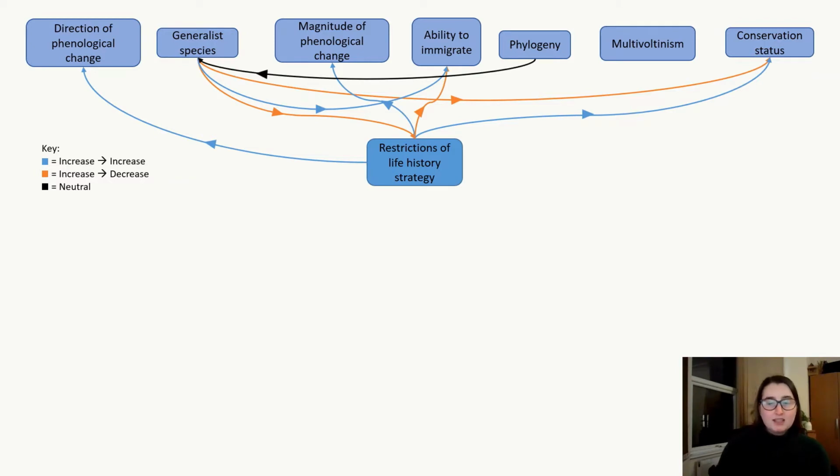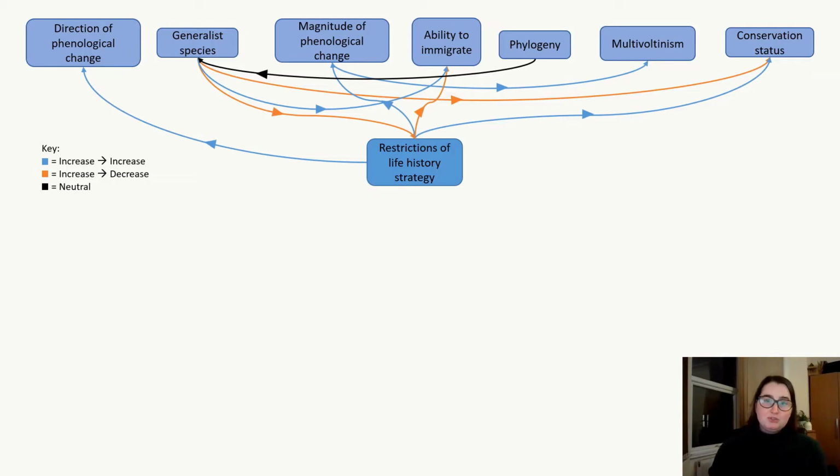And phylogeny will probably have an impact on generalist species. So species that are more related are more likely to have similar food plants. So this means that species that are more related are probably more likely to be of a similar level of generalist species, so more or less generalist.